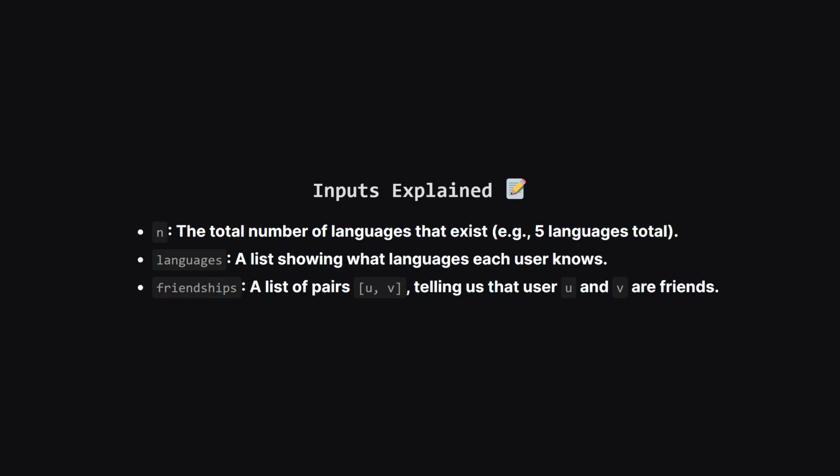The problem gives us three key pieces of information. First, an integer n, which is the total count of all available languages. Second, a list of lists called languages. The entry at index i in this list tells us which languages person i knows. And third, a list called friendships, which simply contains pairs of users who are friends.